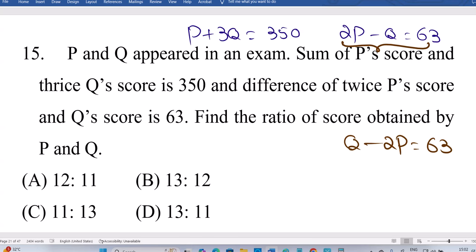P and Q must be positive. The scores must be positive values. If you are not getting both P and Q positive in the first one, then try the other. It can be one among these equations, either this or this. So what did you get? Two simple equations.